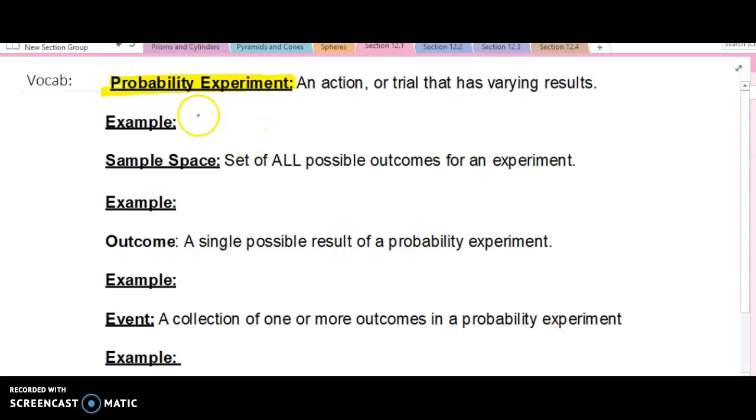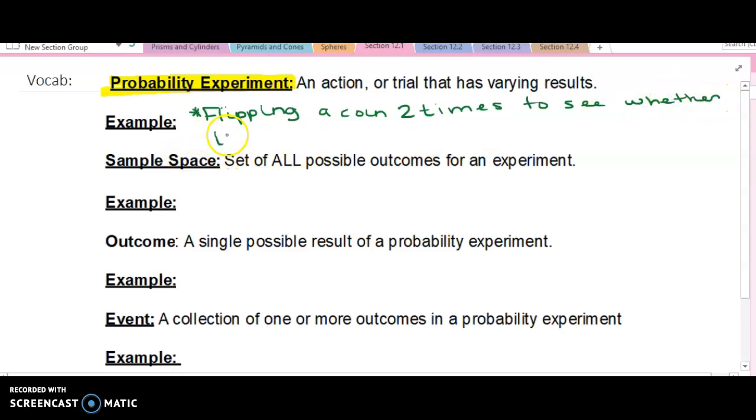So an example of this, let's just say we are flipping a coin twice, 2 times to see whether it lands on heads or tails. Okay, so we're going to do this trial, or we're going to do this probability experiment. We're going to flip a coin 2 times just to kind of see, does it land on heads 2 times, tails 2 times, one of each?